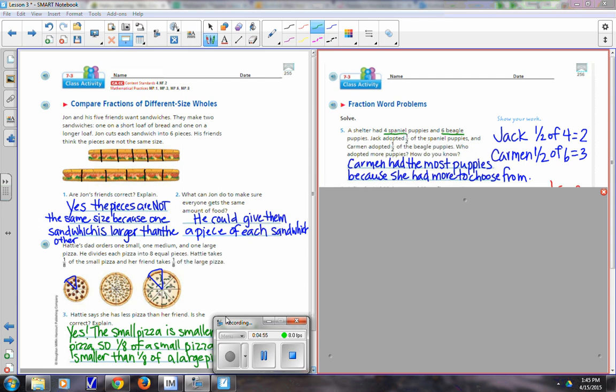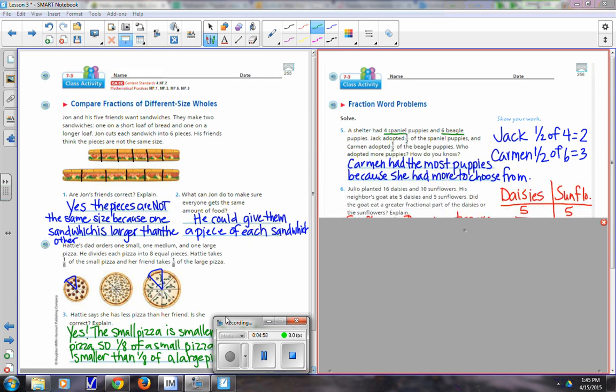Here's another one. Julio planted 16 daisies and 10 sunflowers. His neighbor's goat ate 5 daisies and 5 sunflowers.